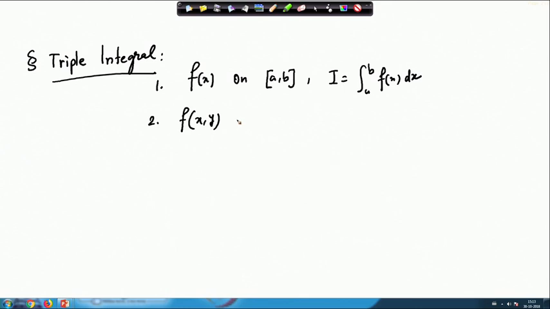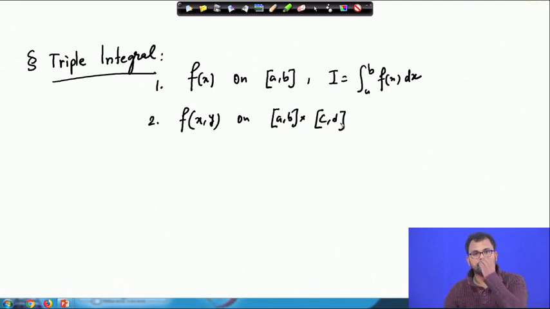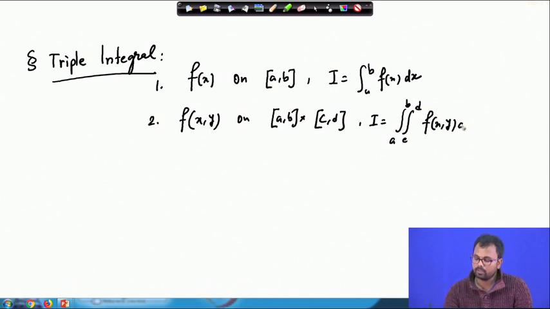which is basically if we have a function of two variables, say x and y, on a rectangle, let's say a to b cross c to d. This can also be a region, so it can happen that instead of a rectangle we have a region. However, the concept would work similarly. So the integral can be defined as integration from a to b and integration from c to d of f(x, y) dx dy. Now how do we do the integration? That is something we have already seen.